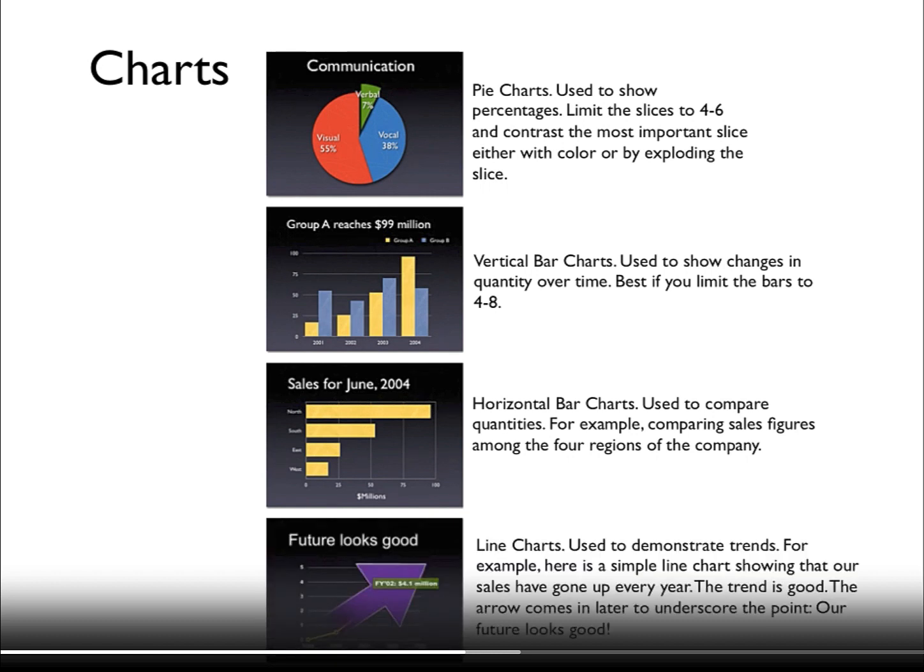And then finally, line charts. They're used to demonstrate trends. For example, this simple line chart shows that our sales have gone up every year. The trend is good. The arrow comes in later to underscore the point, our future looks good.